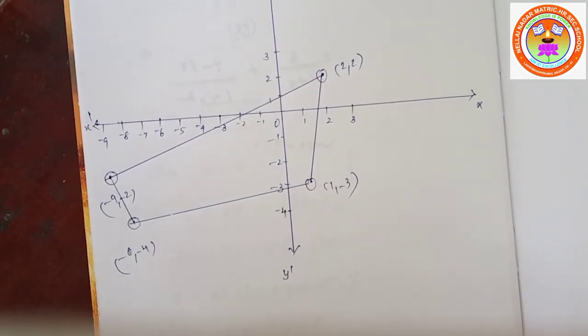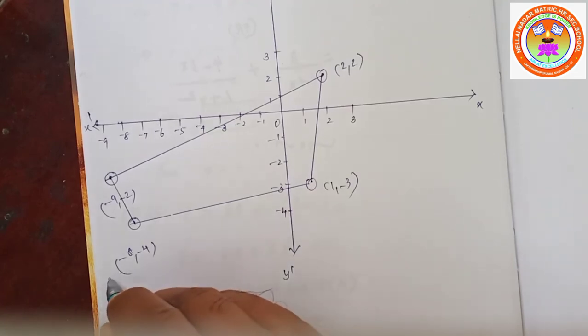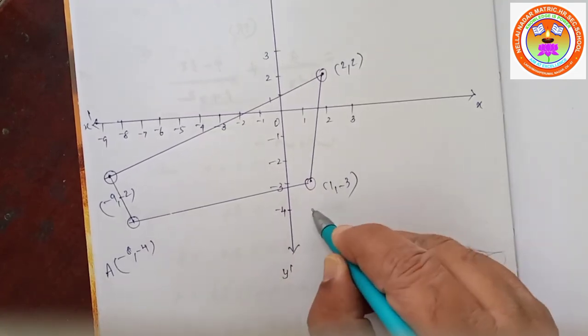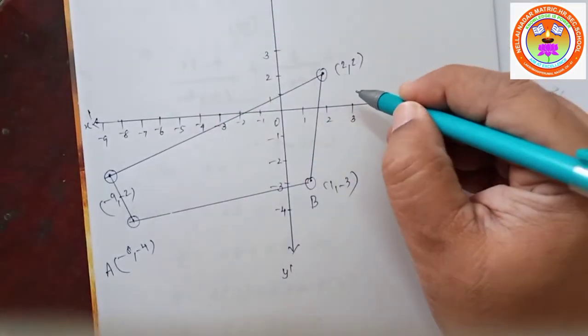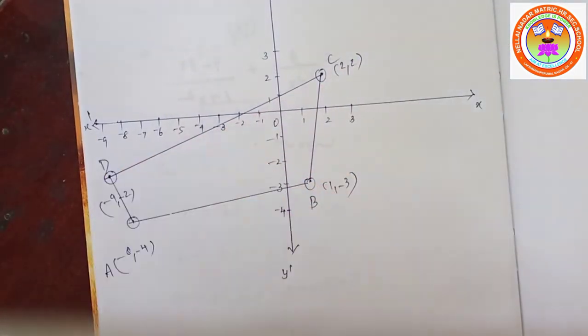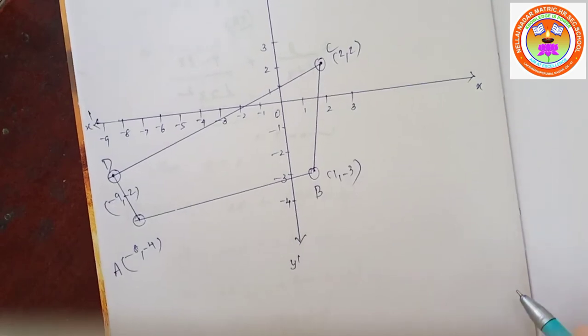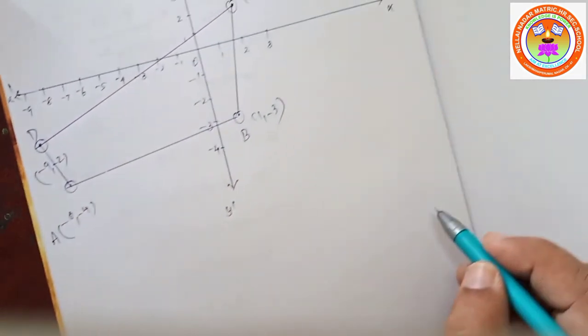Now the points are to be taken in anti-clockwise direction. You can start A anywhere. I start A over here. A, this is B, anti-clockwise direction. A, B, C and D. Now write the formula for the area of a quadrilateral.